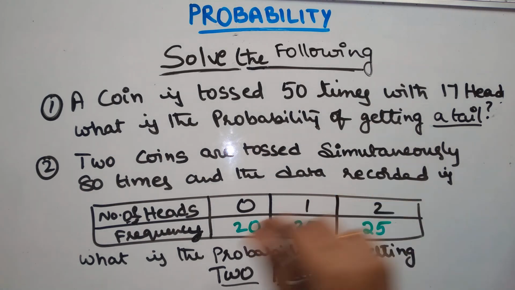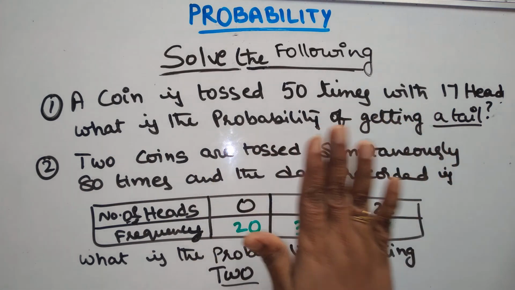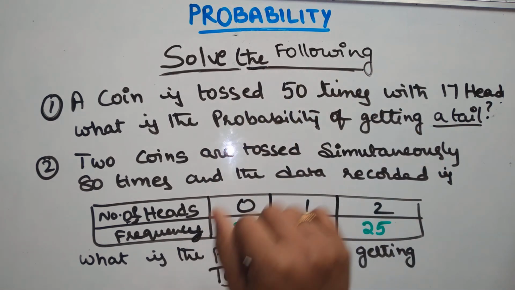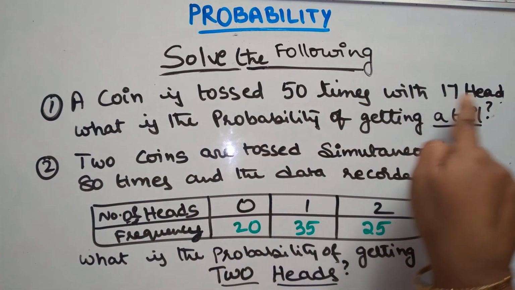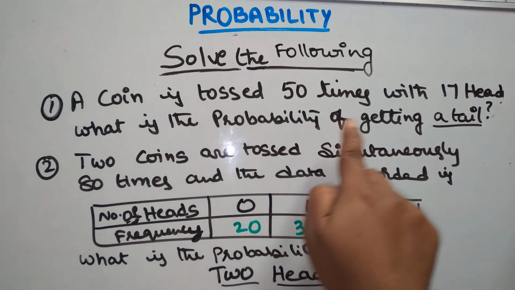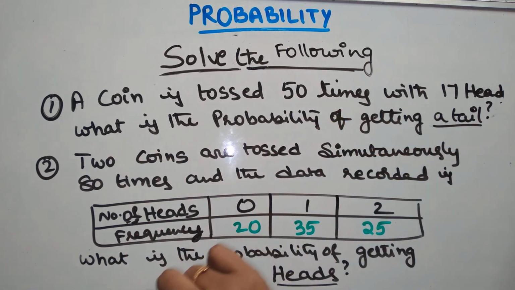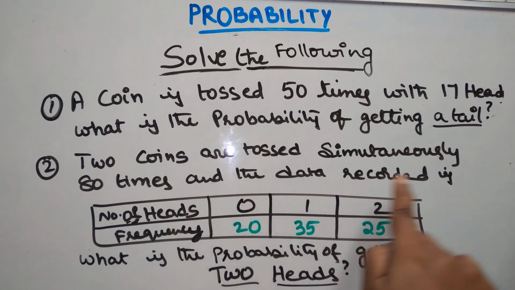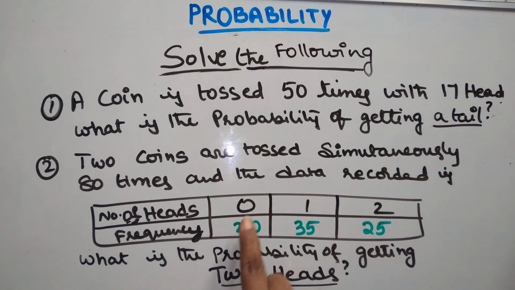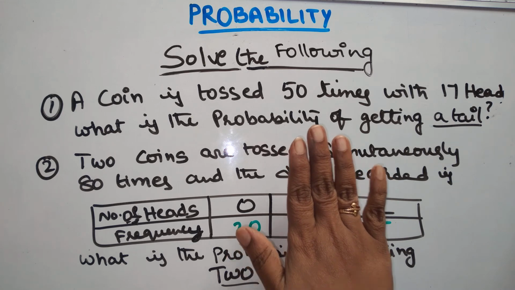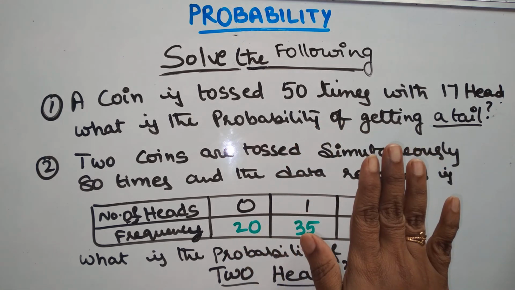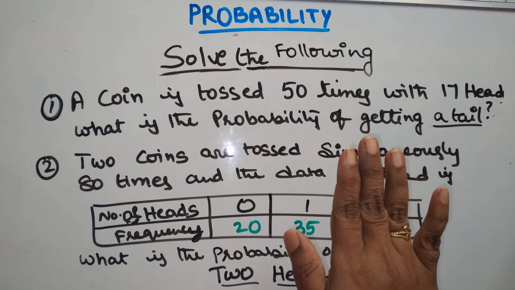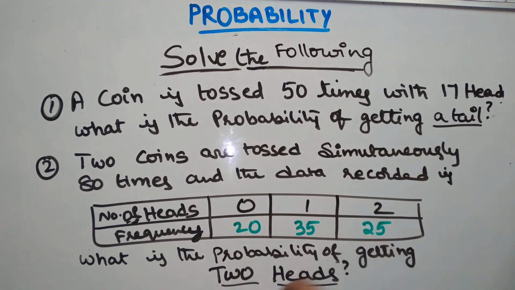So, the last part of our lecture 3, solve the following. A coin is tossed 50 times with 17 heads. What is the probability of getting a tail? This is the first problem. 2 coins are tossed simultaneously 80 times and the data recorded is number of heads and frequencies are given. What is the probability of getting 2 heads? These 2 problems you solve and put the answers in the comment box.